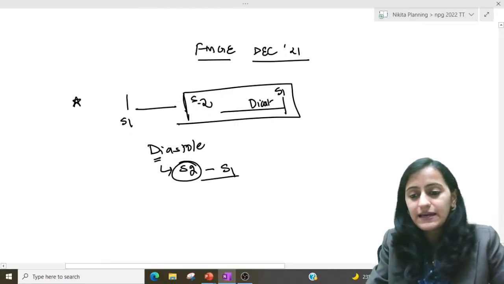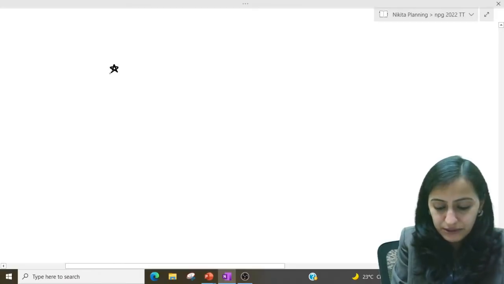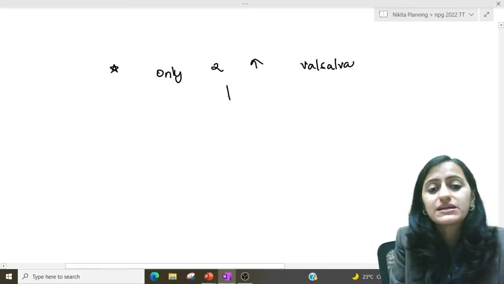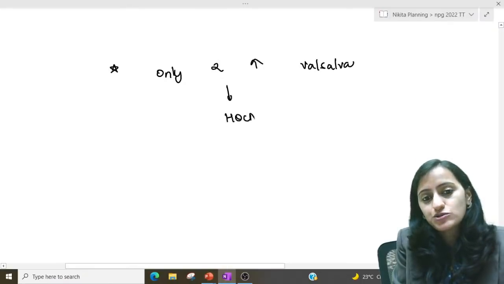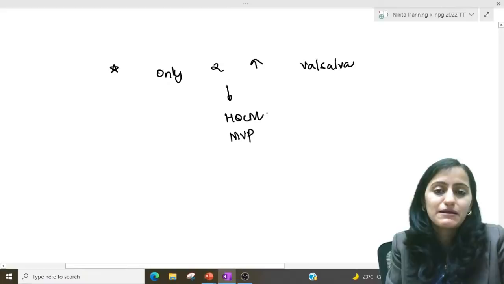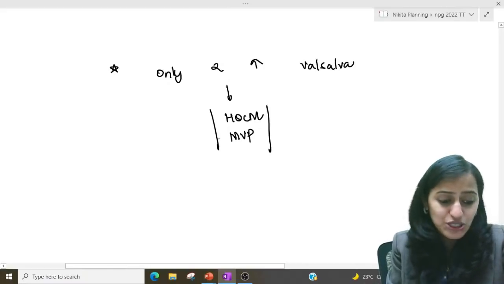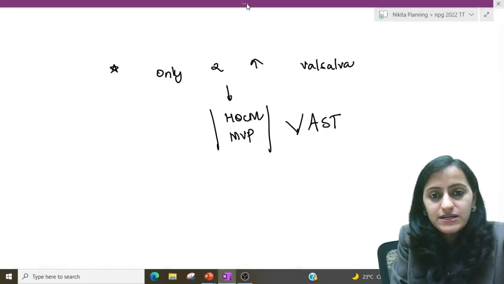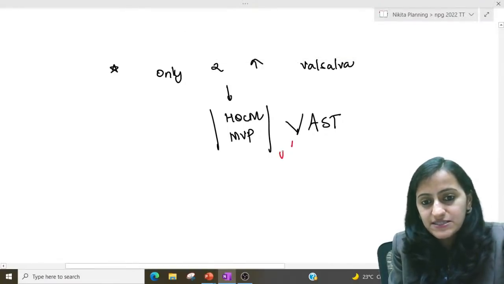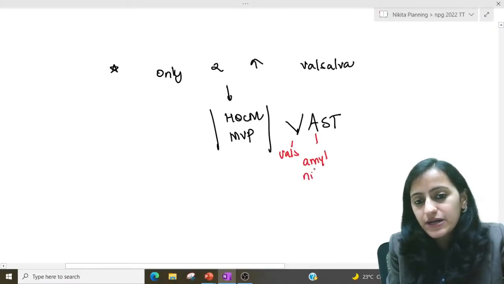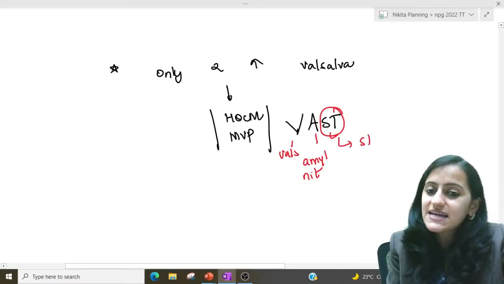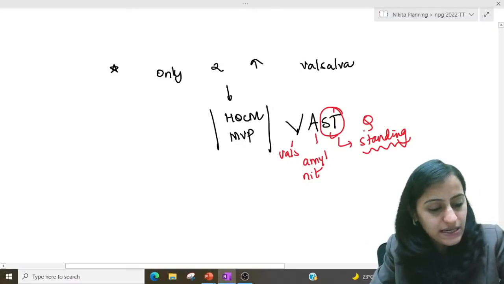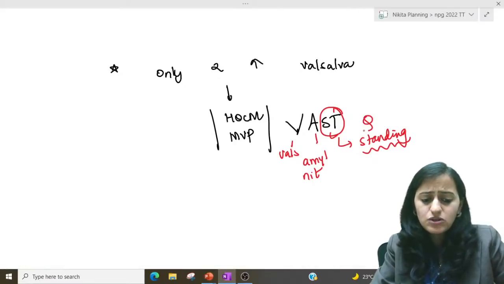After that, the next point in auscultation, the most important to be remembered: the only two murmurs which increase with Valsalva maneuver. Remember, it is HOCM and mitral valve prolapse. What are the other maneuvers which increase the murmurs of HOCM and mitral valve prolapse? Remember, the mnemonic there is VAST. Valsalva, amyl nitrite, and ST stands for standing. This is very important. So on standing, these murmurs of HOCM and mitral valve prolapse increase. Very important to remember.